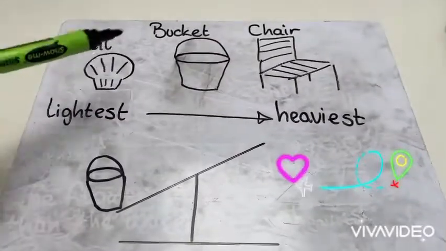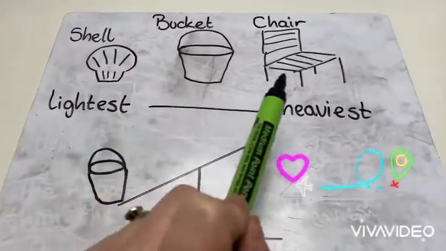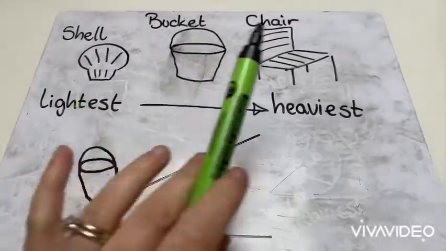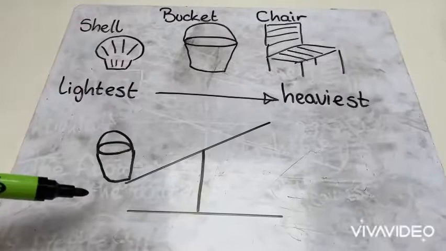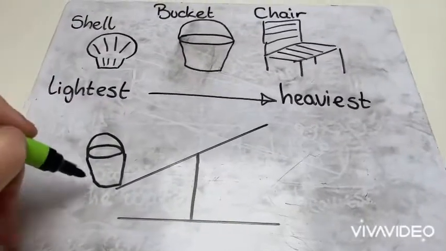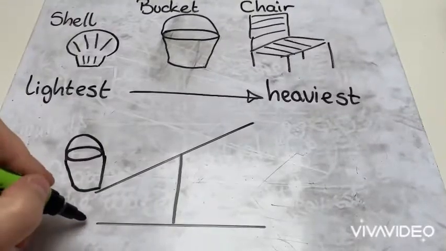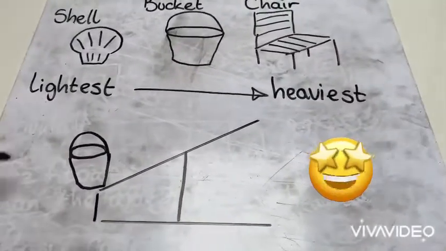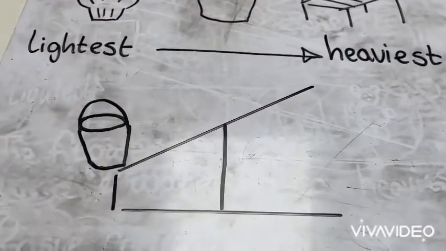My shell, my bucket and my chair are ordered from lightest to heaviest. So my shell is the lightest, my chair is the heaviest. Now I have my seesaw here and my bucket is here. It is very close to the ground. Do you remember what that means? That means that this is the heaviest.